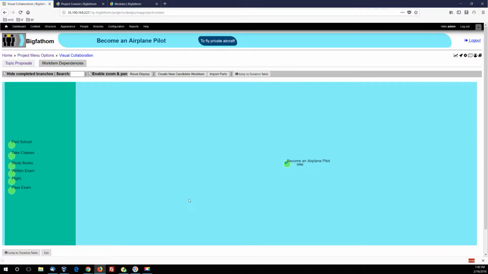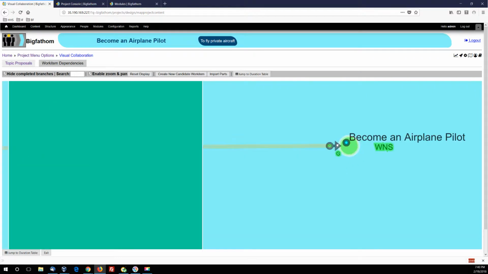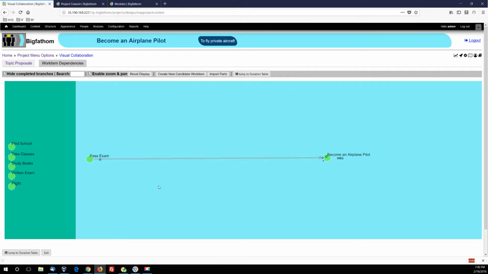Now let's organize all of these things in some reasonable way that illustrates the dependencies between them. So to become a pilot, it's fair to say we probably need to pass the exam. So what's illustrated here in Big Fathom, shown with a line of influence, the direction illustrated here by the arrow, is that to be successful in becoming a pilot, you have to pass the exam.